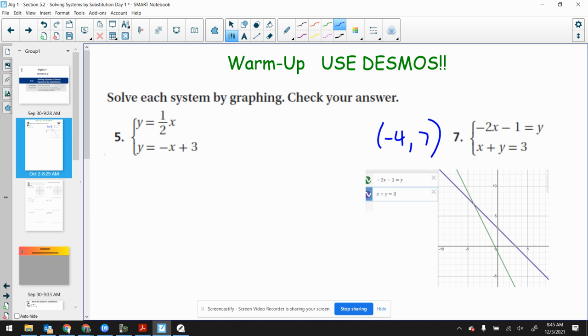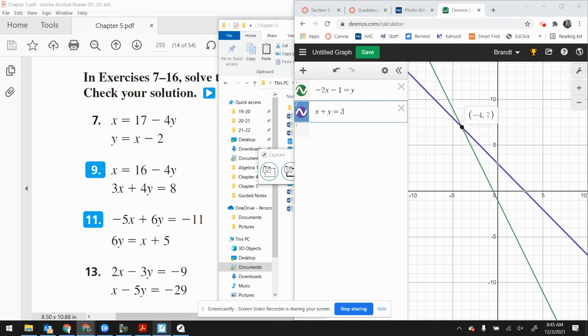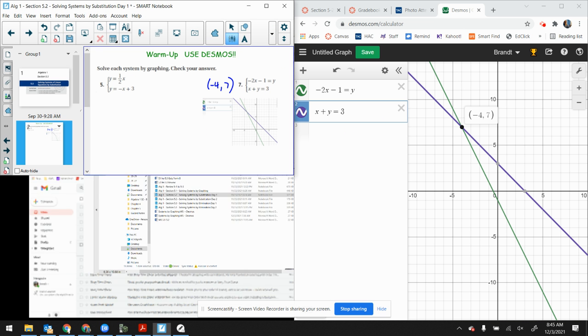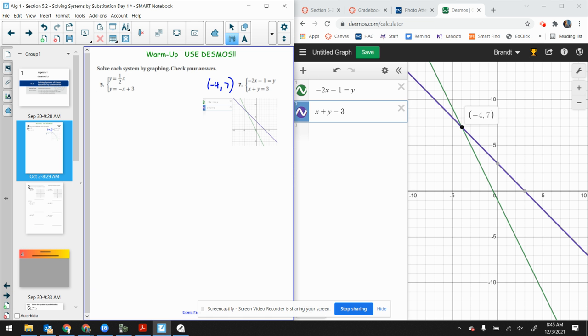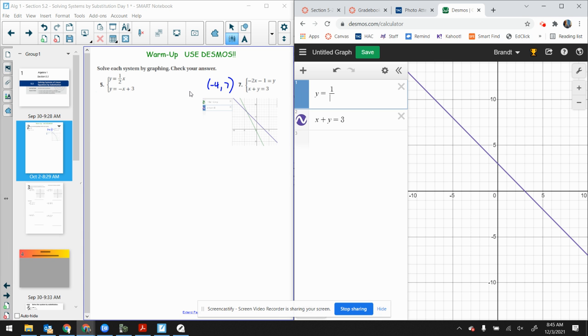Okay. Taking a look at number 5. Just redoing this one for number 5 here. All right. So y is equal to 1/2 x. I'm going to go over here and replace this for y is equal to 1/2 x. Remember to move to the right with the right arrow key when doing a fraction. And y is equal to negative x plus 3. And then there's my coordinate, 2 comma 1.